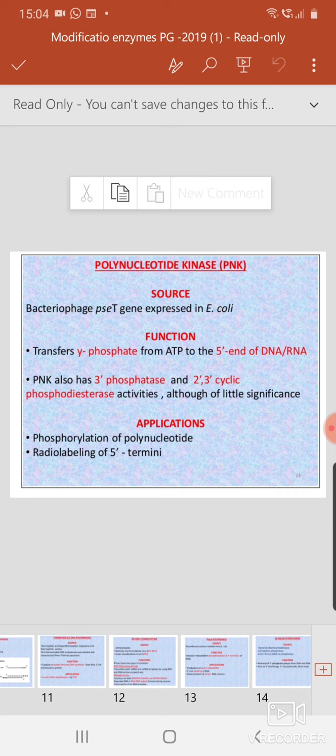So how can you do the radio labeling? If you use gamma P32 ATP, which has a P32-labeled gamma phosphate, after using this enzyme with magnesium and incubation at 37-degree temperature, you can find that the gamma phosphate is inserted at the 5' end of your DNA fragment, your gene of interest or whichever fragment you are taking.